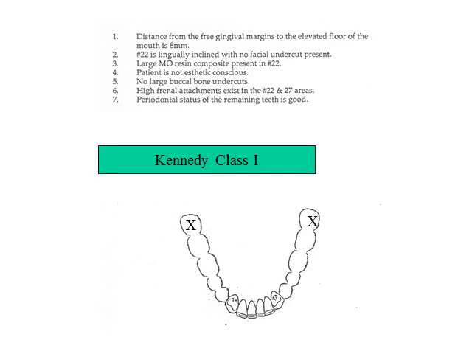We see that there is 8 mm of space between the elevated floor of the mouth and the free gingival margin of the mandibular teeth. Number 22 is lingually inclined and has no undercut on the facial. It also has a large composite restoration. The patient is not aesthetic conscious and there are no buccal bony undercuts. There are high frenal attachments on the facial of 22 and 27, and the rest of the teeth are in good condition.